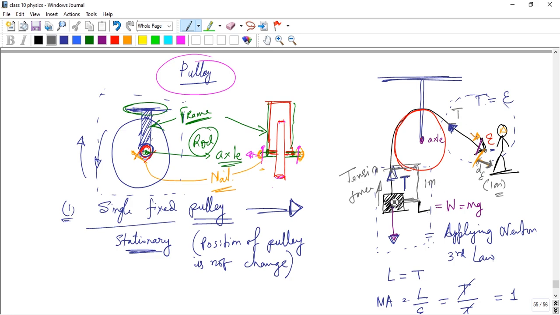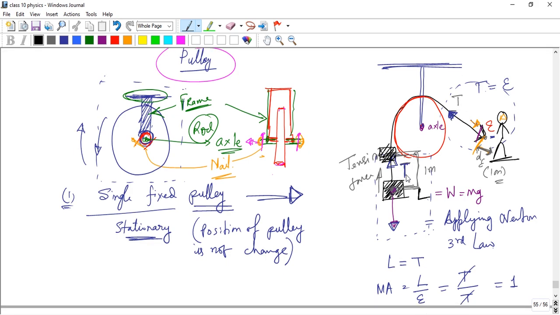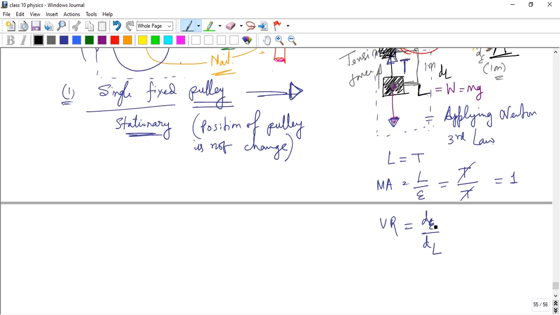So that end moves here, and the load moves upward a displacement of 1 meter. Here that is the displacement of load. So the displacement of effort is 1 meter and the displacement of load is also 1 meter. I can say x meters displaced in effort and x meters displaced in load, both are equal, so they cancel each other, and we get 1. The velocity ratio is also 1.